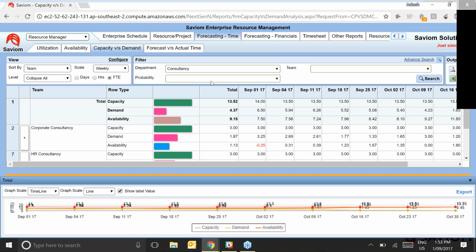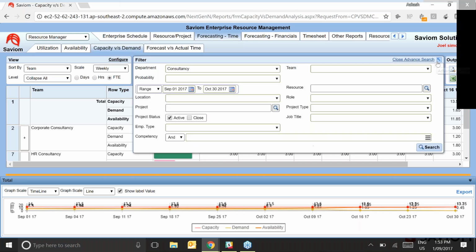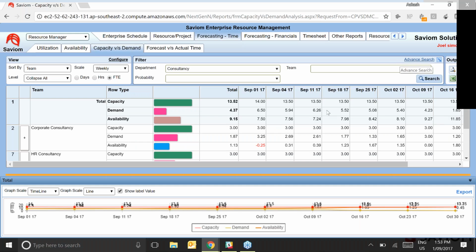So, I've opened this information up for September to October, so for the next 2 months, you can see that the capacity I have, or the size of my resource pool, is 13.52 FTE, and my demand is just 4.37 FTE. So with two very different components, one is work, one is resources, I can have a very easy direct comparison and see that my capacity is a lot larger than my demand.